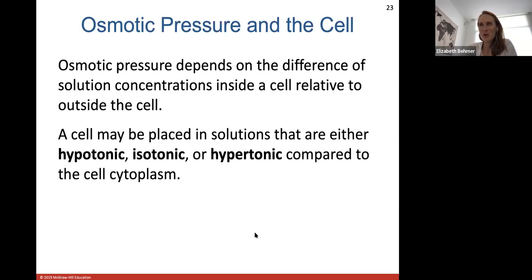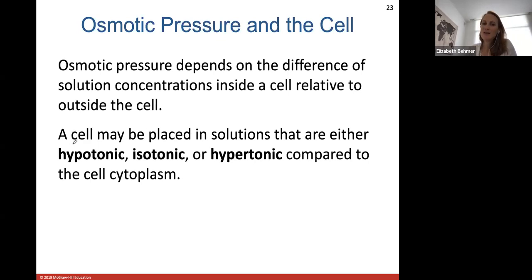And this will be really important. So we're going to dive into some details. It'll get a little complicated, but this will be very important when we're talking about giving someone an IV or a saline solution, to make sure it's the right concentration so that that person's cells will not explode or shrink up in that solution. So that's where we're going with this.